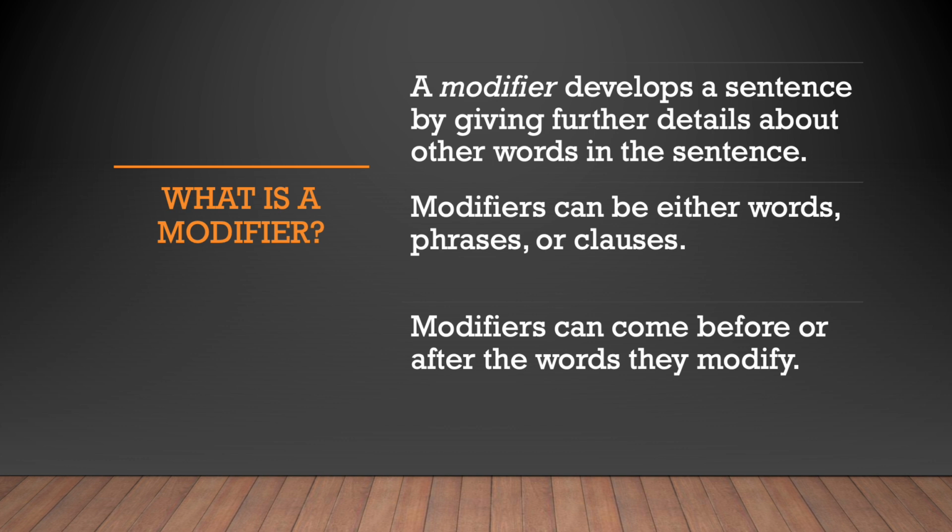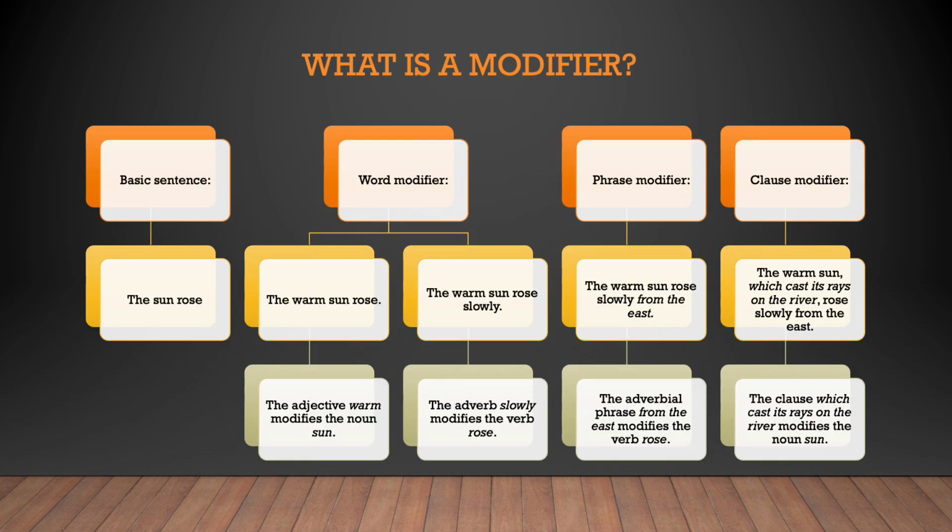What is a modifier? A modifier develops a sentence by giving further details about other words in the sentence. Modifiers can be either words, phrases, or clauses. Modifiers can come before or after the words they modify.